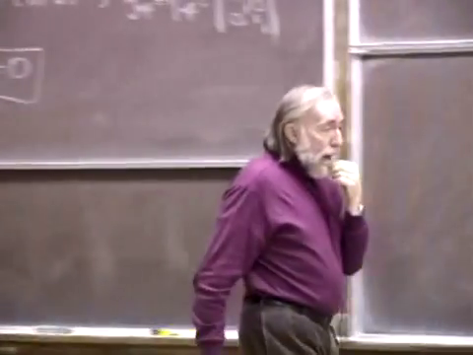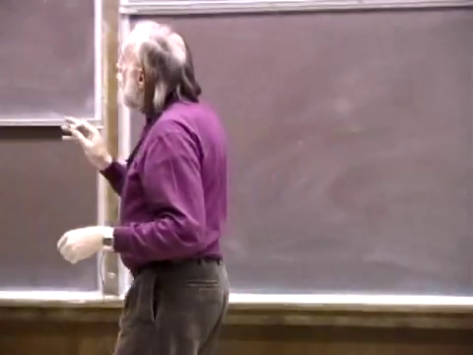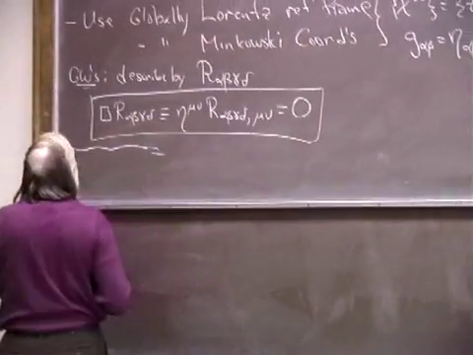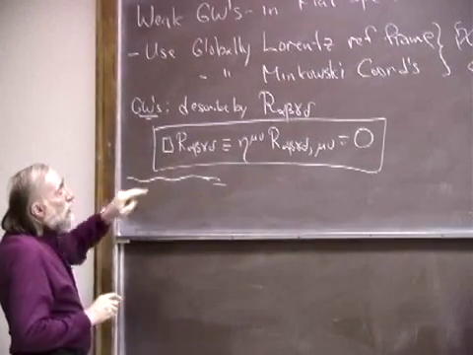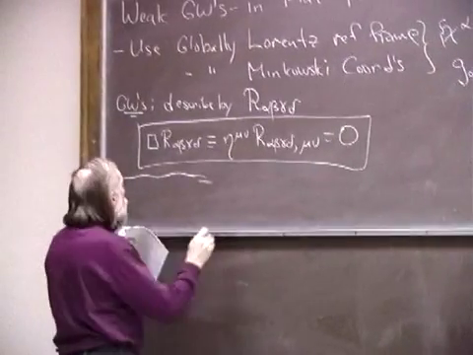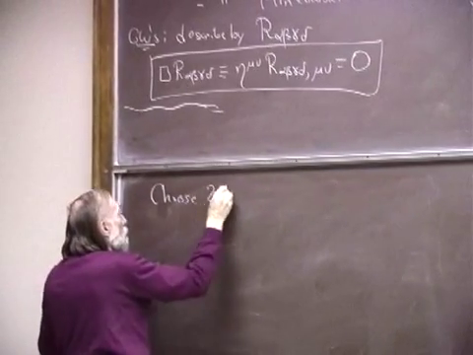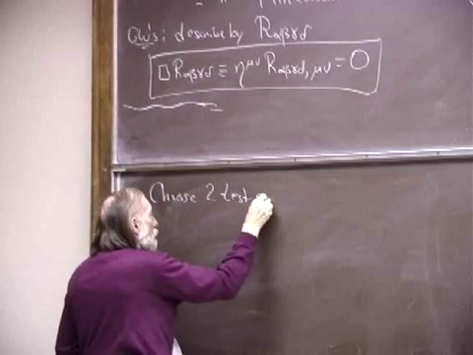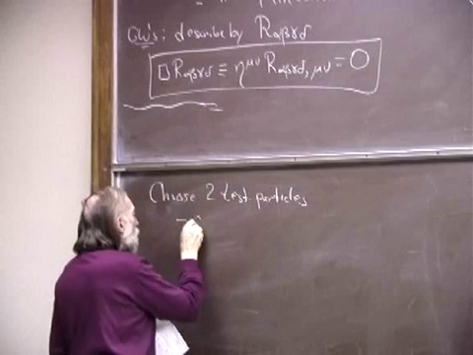Now, I want to then in particular look at the influence of a wave that is propagating like this, the influence on test particles through the equation of geodesic deviation. And for that purpose, I want to choose two test particles that are initially at rest with respect to each other.